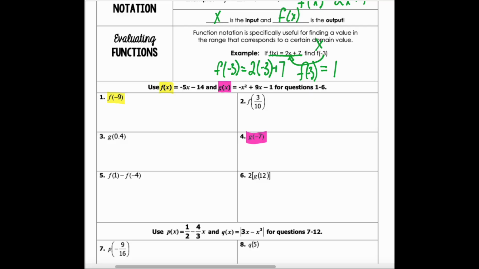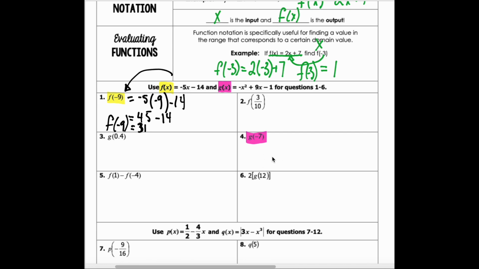Let's go ahead and plug in some of these numbers and do a little bit of algebra to work it out. So the f of negative 9 is going to be negative 5 times negative 9 minus 14. All I did was use this function and input negative 9. 5 times negative 9 is now positive 45, and then 45 minus 14 is going to equal 31. So the input of negative 9 in the function f is going to equal 31.